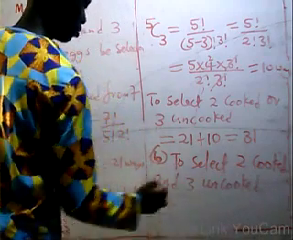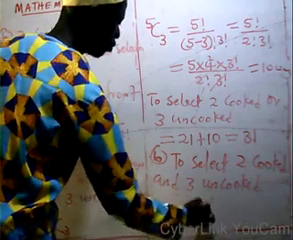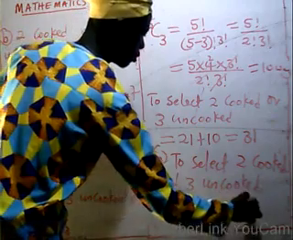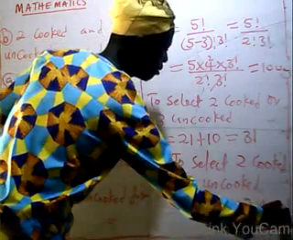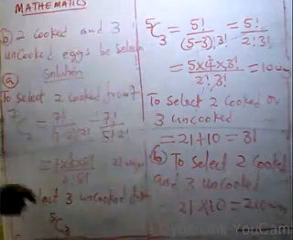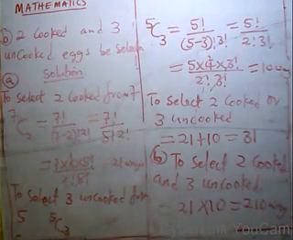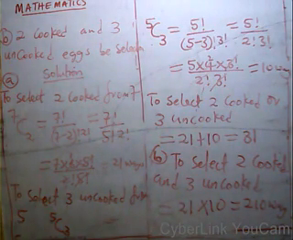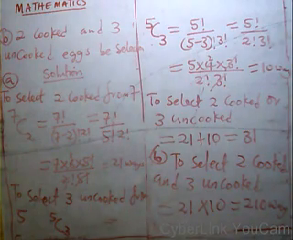We are going to have what? 21 multiplied by, and means multiplication, multiplied by what? 10, which is equal to what? 210 ways. So that's the number of ways of doing that. I hope this is very clear.